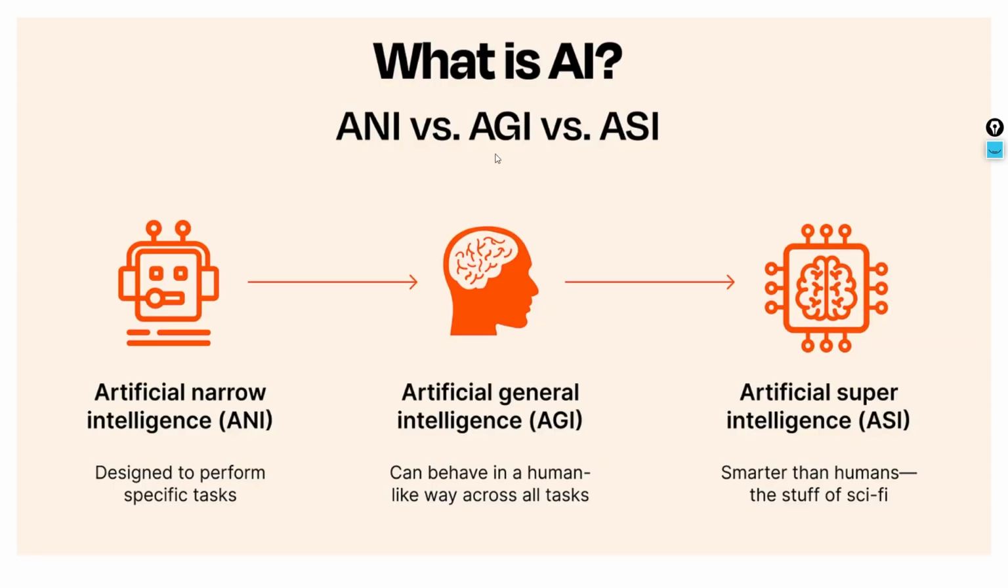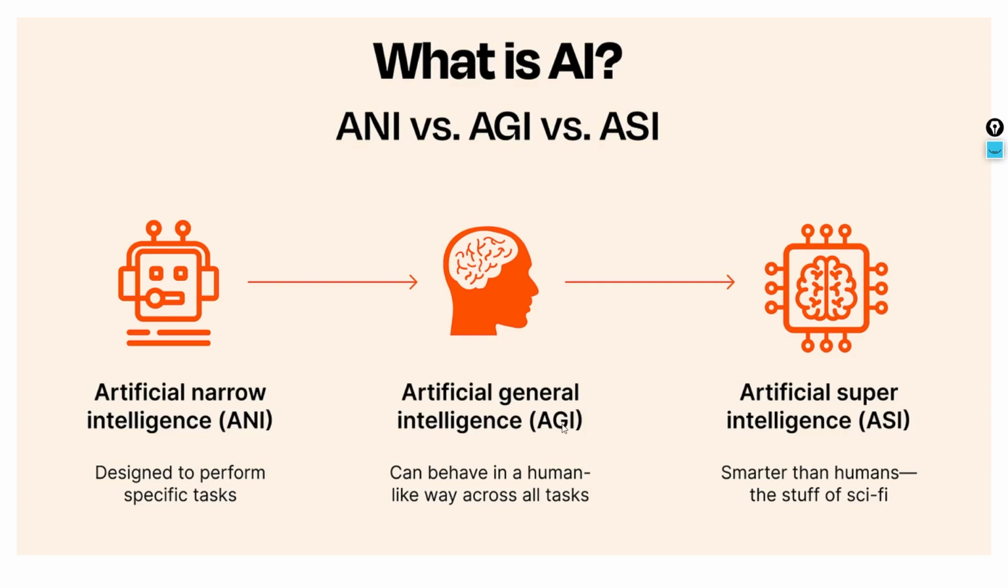Now let's try to understand the meaning of ANI, AGI, and ASI. These are the broad classifications of AI: artificial narrow intelligence, artificial general intelligence, and artificial super intelligence. Artificial narrow intelligence is designed to perform specific tasks. We have already achieved this. Most of the applications you currently use perform certain tasks, and all of those come under ANI. When I say ANI, the model or application is trying to do one single task.